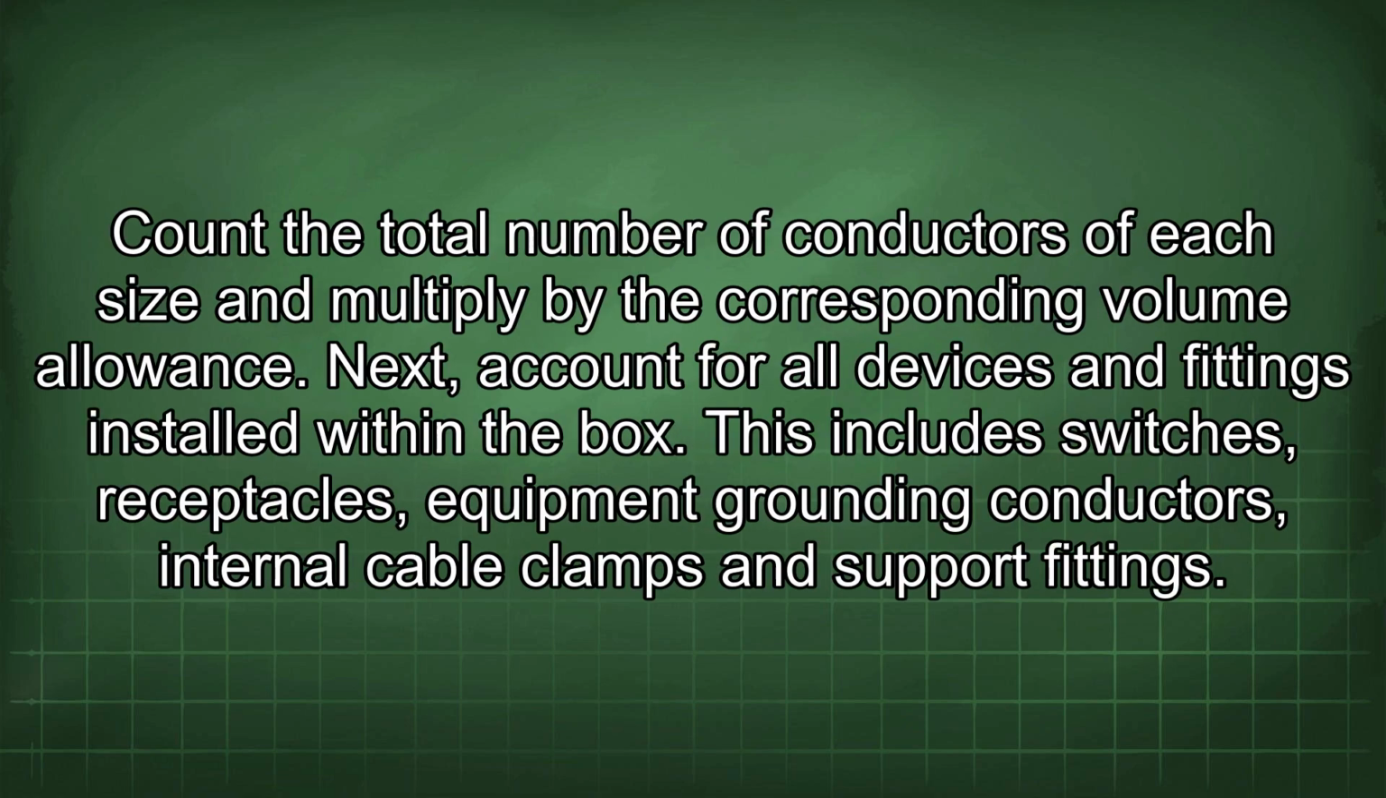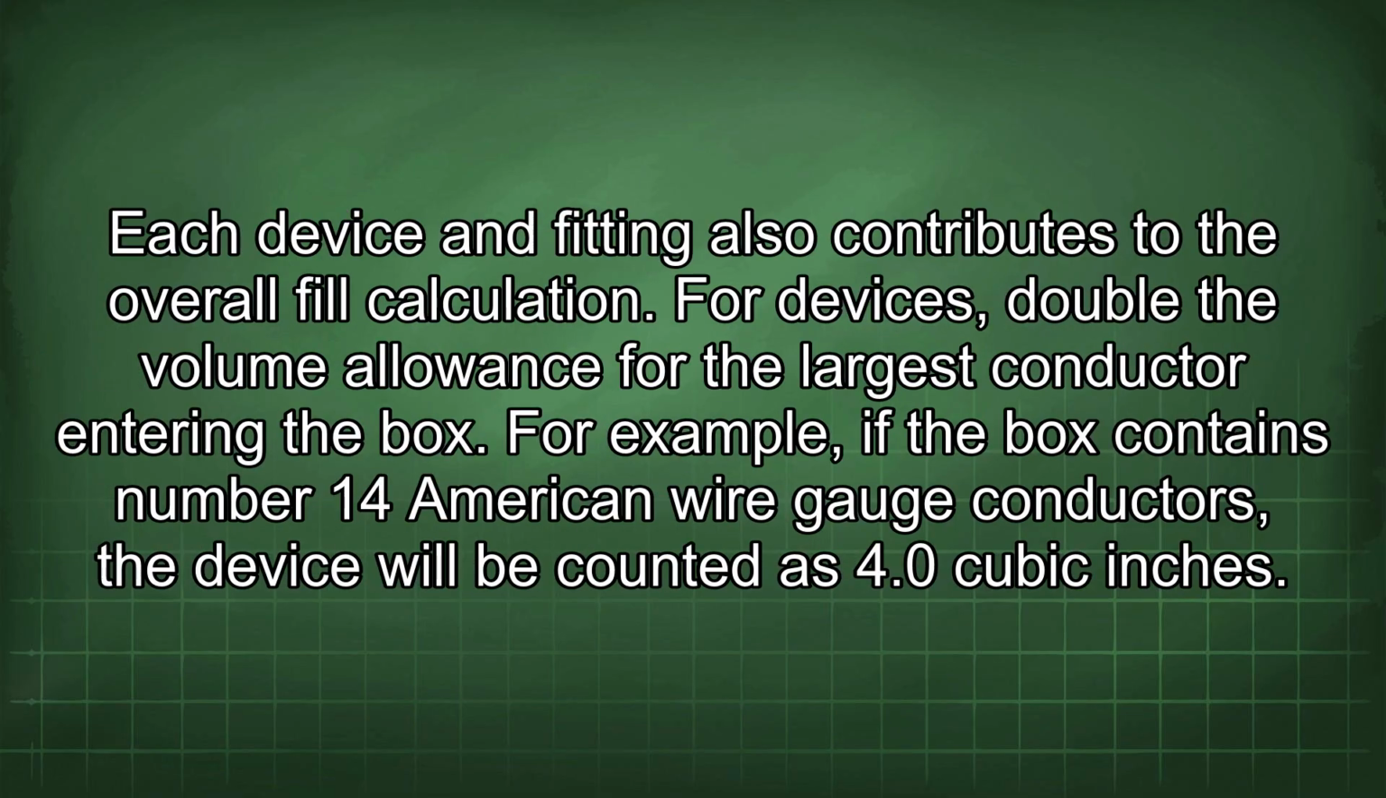Count the total number of conductors of each size and multiply by the corresponding volume allowance. Next, account for all devices and fittings installed within the box. This includes switches, receptacles, equipment grounding conductors, internal cable clamps, and support fittings. Each device and fitting also contributes to the overall fill calculation.